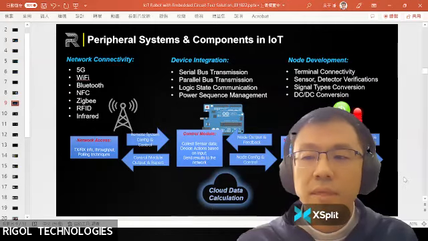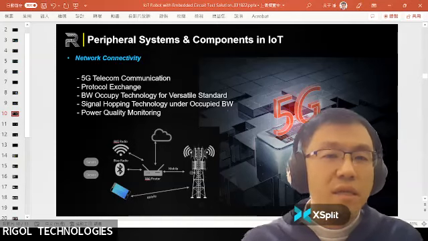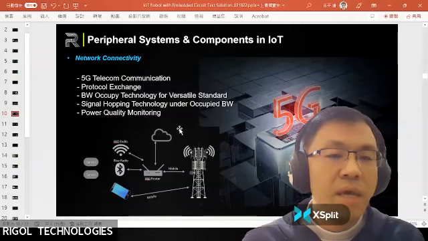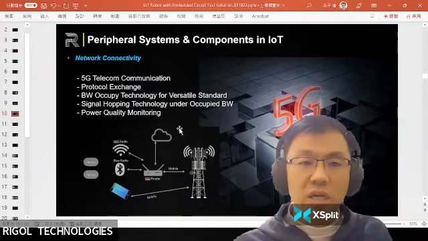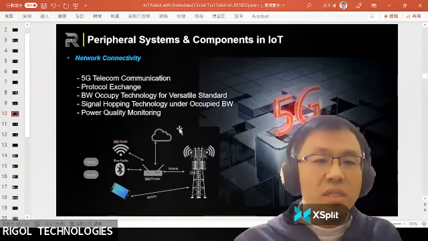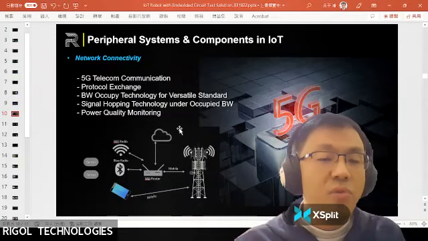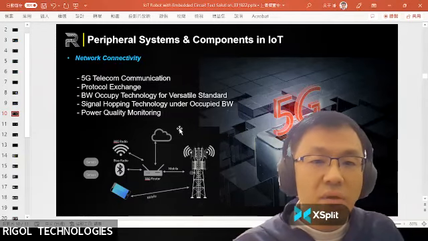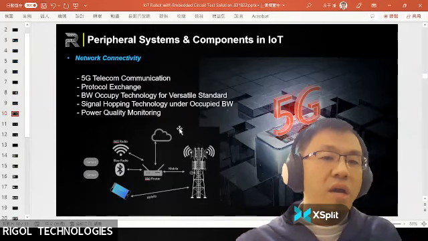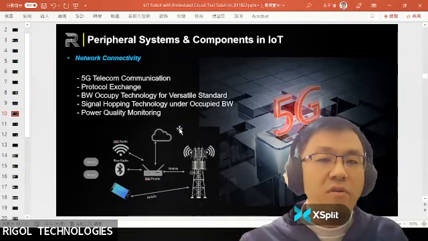And for the other ones, you can see the peripheral systems, the network connectivity is like the telecom communication. And we can see the protocol exchange is at the telecom system level. So the bandwidth will occupy the technologies for versatile standards, and it will be leveraged for signal hopping technologies under the occupied bandwidth. And we can also do power quality monitoring at the system level.